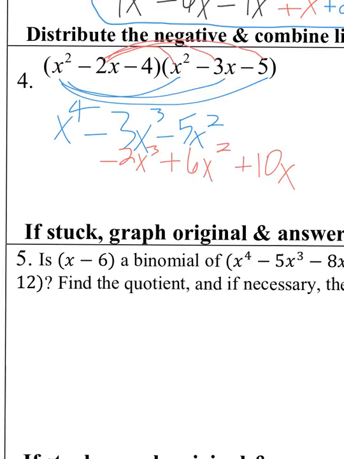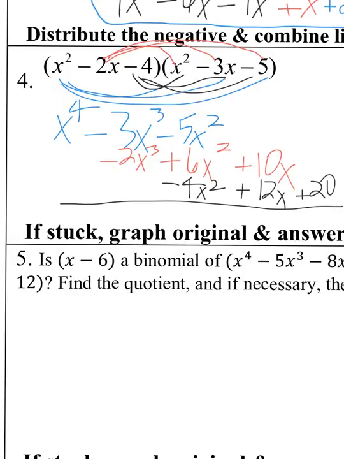The last thing I'm going to do is take this negative 4 and distribute it to the negative x squared, or to the positive x squared. So that'll make negative 4x squared, so I can put that right here. And then I can do negative 4 times negative 3x, so that makes positive 12x. And negative 4 times negative 5 is positive 20. So I have all my terms here now.